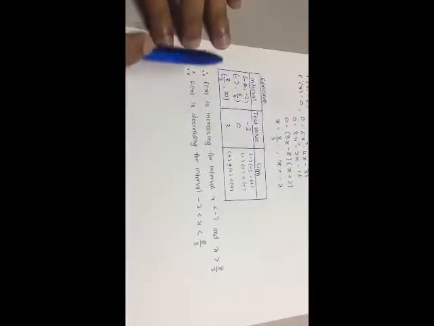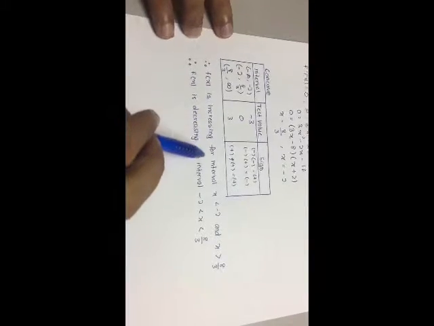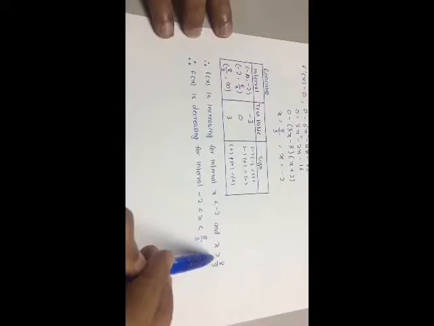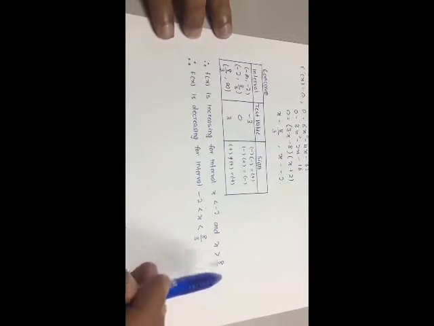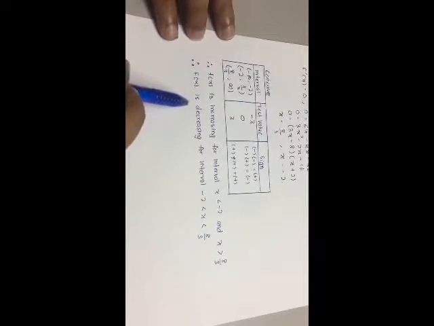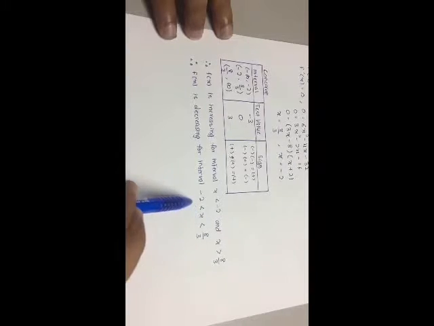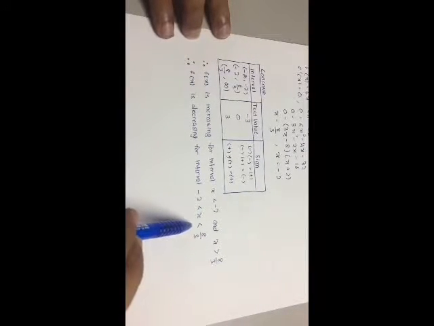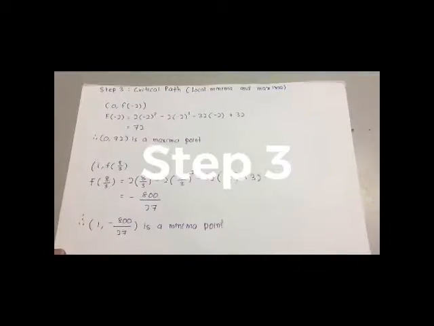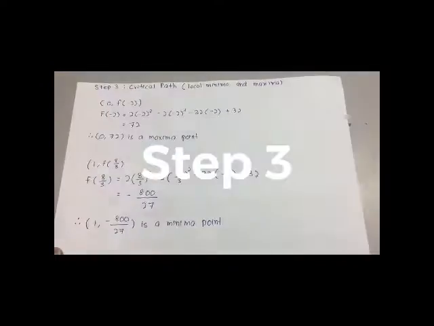So the conclusion is f(x) is increasing for the interval x smaller than negative 2 and x greater than 8/3. The second conclusion is f(x) is decreasing for the interval negative 2 less than x less than 8/3. Question 3 asks how to find the local minima and maxima.